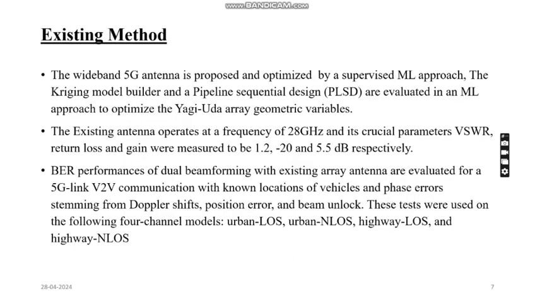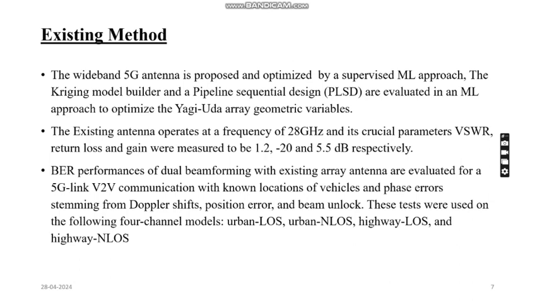Well, this is another antenna. It is optimized with a supervised machine learning approach with the help of a 3D model builder and Python sequence. With the optimized array geometry, it uses an operating frequency of 28 GHz, where 28 GHz represents a high radiation pattern. It can affect the human body and pregnant women while traveling in vehicles and ambulances. The VSWR was around 1.2, and the gain is over 5.5 dB respectively.